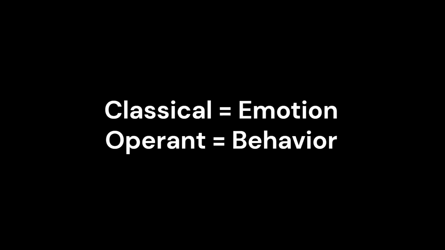People mix this up with operant conditioning. Operant conditioning is about consequences and choices. The dog does something to get something. Classical conditioning is different. It's about emotion. It's about how the dog feels before it even behaves.